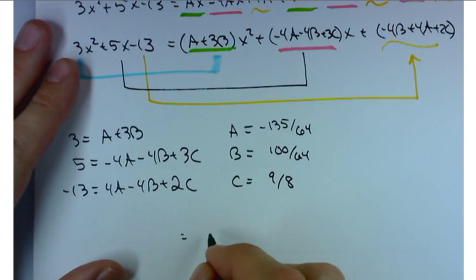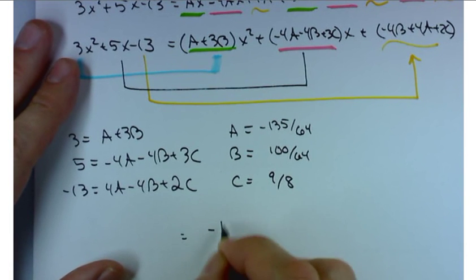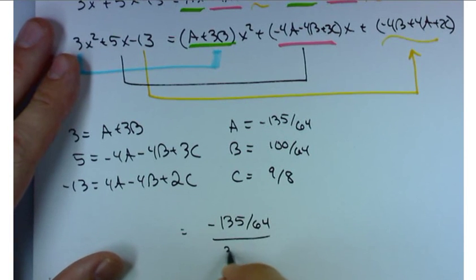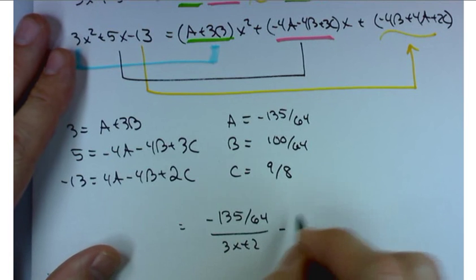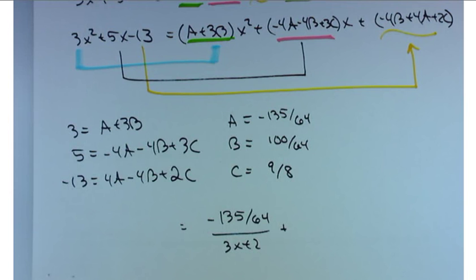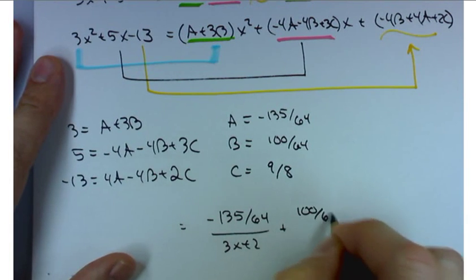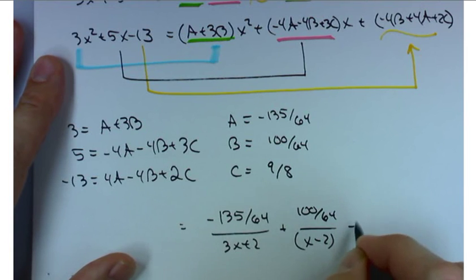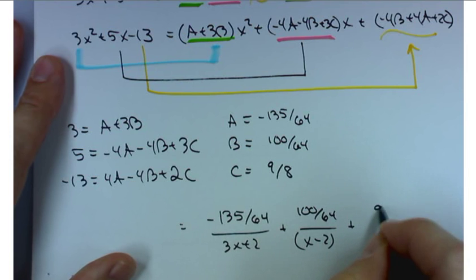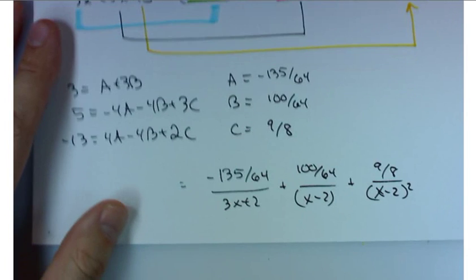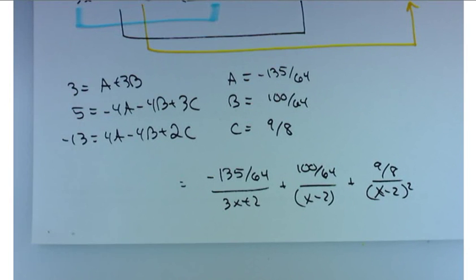They didn't. Overall, your final answer would look like negative 135 over 64 over 3x plus 2 plus 100 over 64. I don't know why they didn't put that in lowest terms. They left it that way, I'll leave it that way. If you get this far in a problem like this and you didn't put it in lowest terms, I'm not going to ding you for points on that one. And then 9 over 8, x minus 2 squared. So, wow. Beastly.